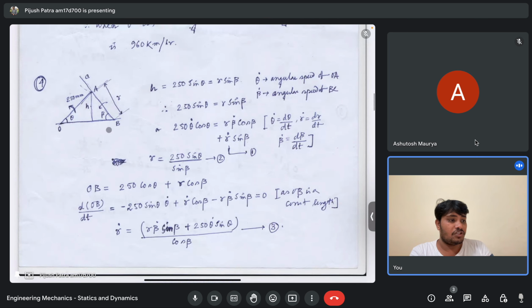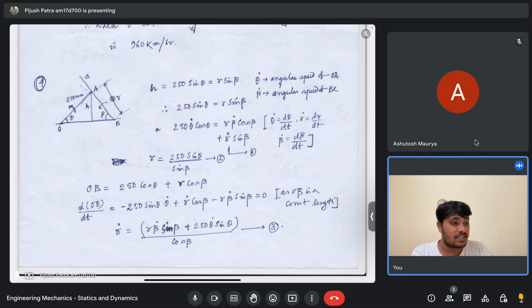Okay, so this is the schematic. This is my rod, A is the collar sliding along BC, this is my rod OA, and this is BC. This angle I am giving as theta as a notation. This is 250 millimeter, which is given. I am saying that R, the distance AB, is changing because the point A is sliding along BC.